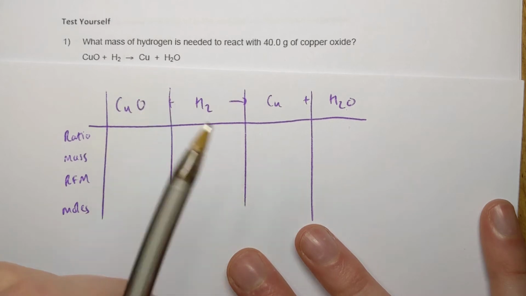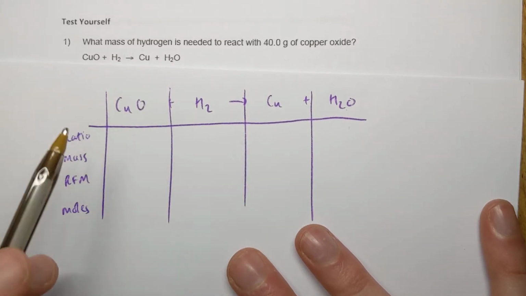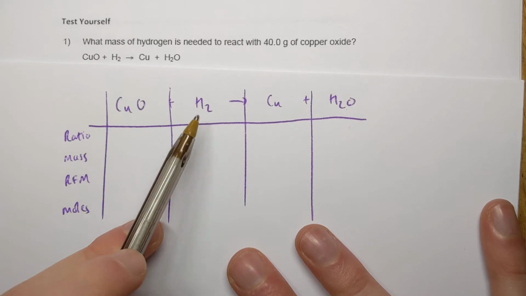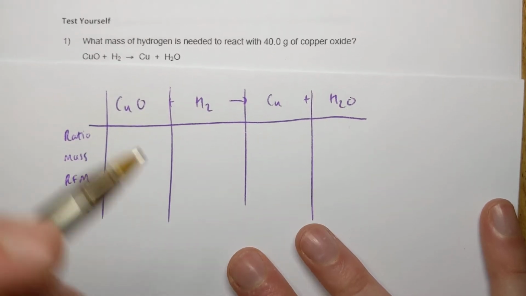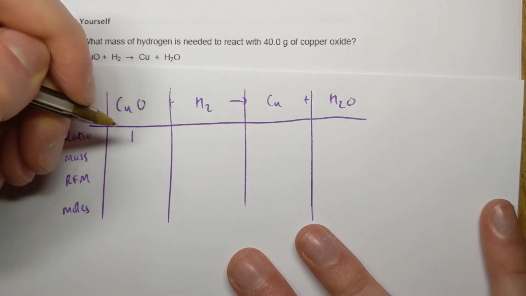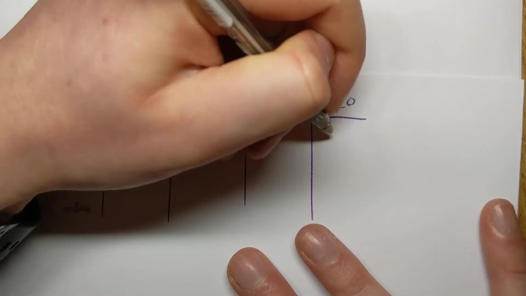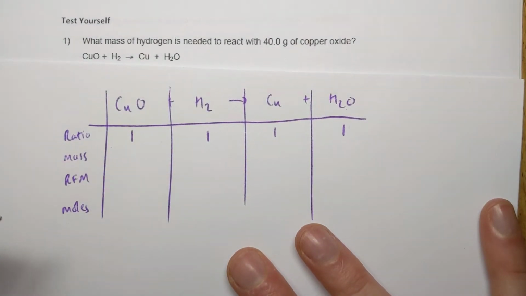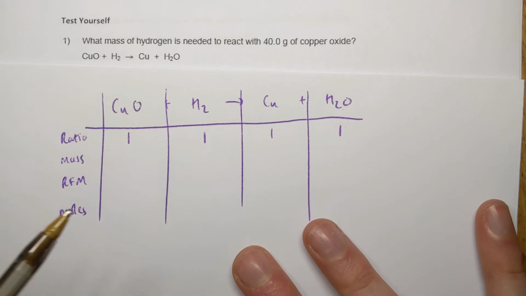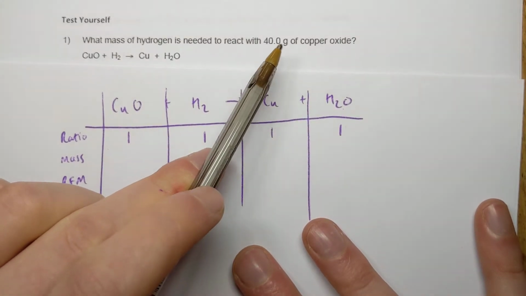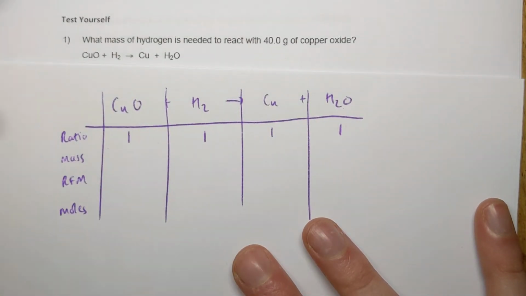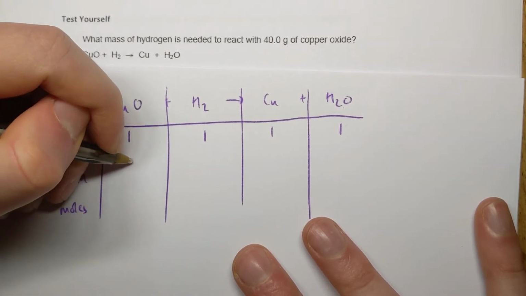In this case, quite simple because there are no balancing numbers. So that just means one copper oxide reacts with one hydrogen to make one copper plus one water. So in this case, just a 1 to 1 to 1 to 1 ratio. It's quite a simple one. What the question gives us is only one mass. It gives us 40 grams of copper oxide. So the mass fits in this bit of the table, copper oxide, 40 grams.